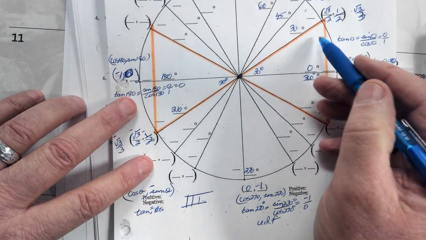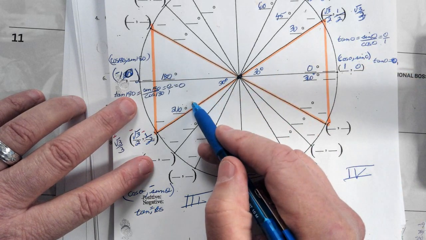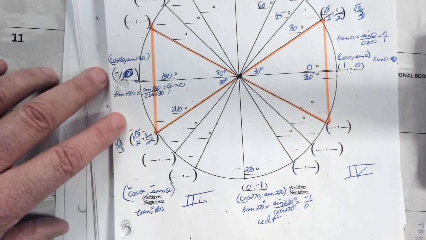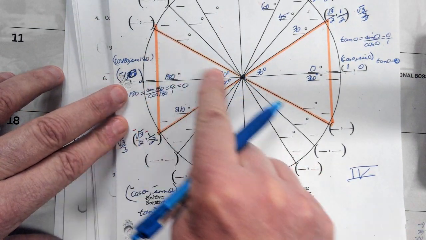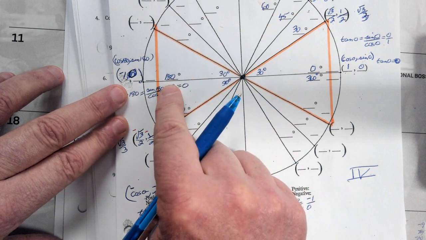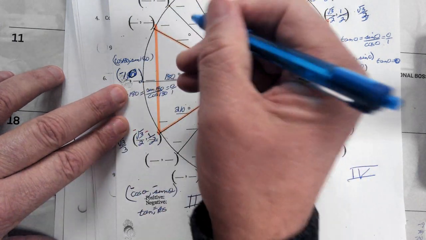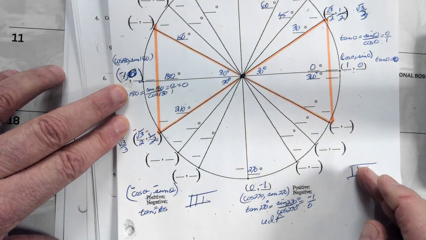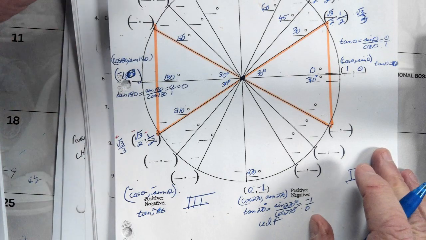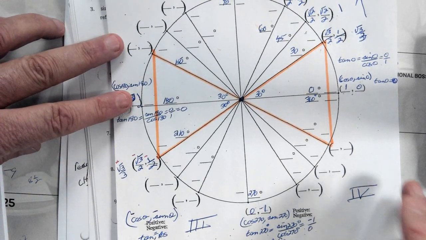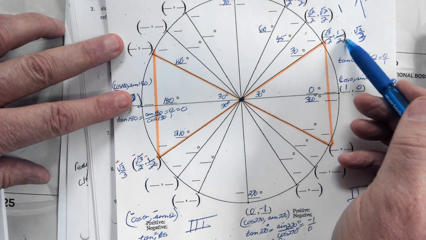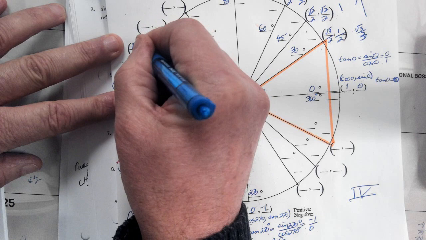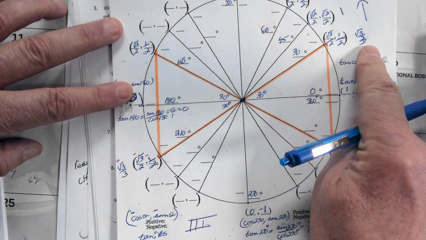Now, just like I said, this is 30 over here. This is 30 over here. This is 30 right here. That orange line, that's 30 degrees. If I take 180 minus 30, I'm at 150 degrees. So that's 150. Now, the ordered pair, root 3 over 2, 1/2, that is the same here as well. Root 3 over 2, 1/2. And the tangent's root 3 over 3.